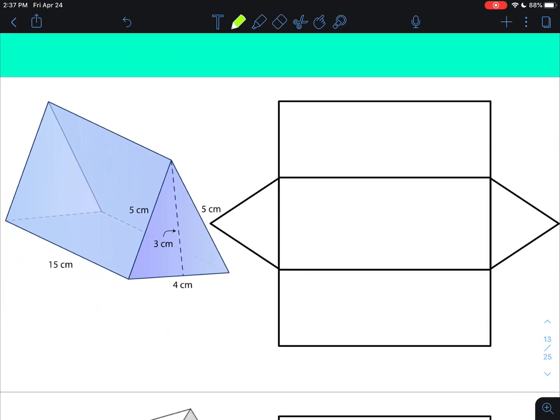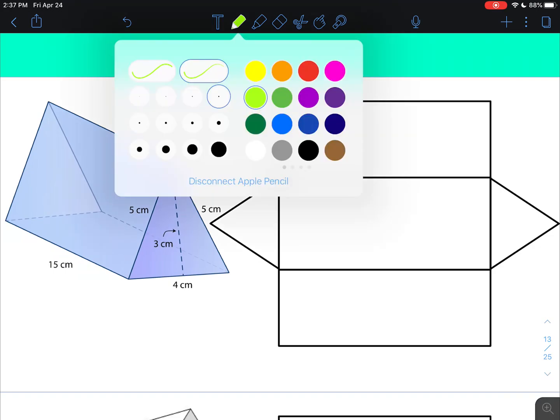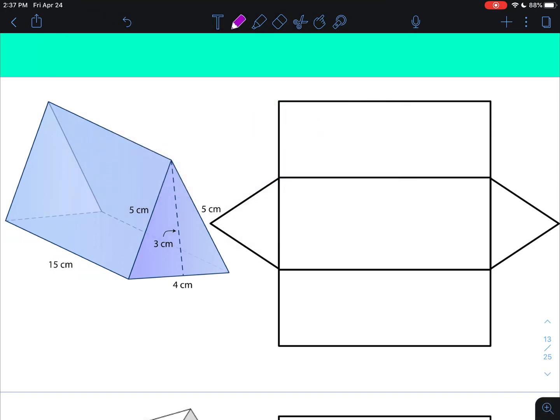So the first example. I want you to picture that this triangular prism is sitting like this, and this is the middle right here. And then it kind of falls apart from there. That's where the middle is, so that's going to be this rectangle right here.